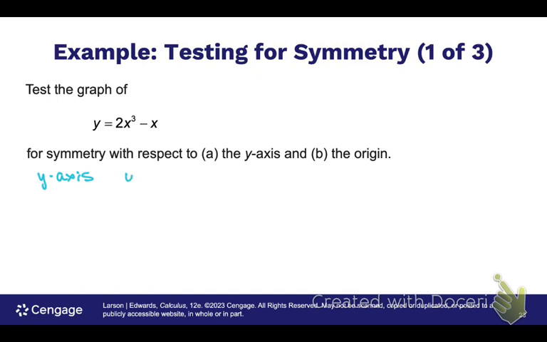So then I have y equals 2 times negative x cubed minus negative x. Because that's what it told me to do, right? Yes. Okay, so when I cube a negative x, I'm still going to get a negative x? Yeah. So it'd be negative 2x cubed plus x. Okay, did I get what I started with? Is this that? No. So is it symmetric? No.